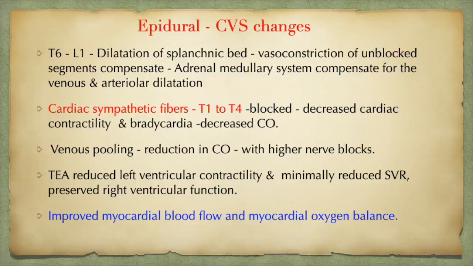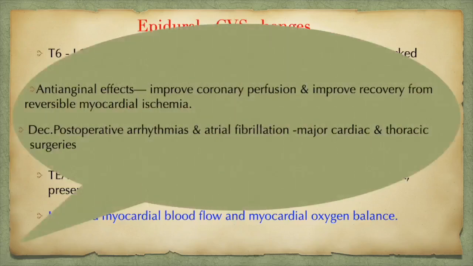Venous pooling, as you know, results in reduction in cardiac output with higher nerve blocks, and thoracic epidural anesthesia reduces the left ventricular contractility and minimally reduces the SVR, but it preserves the right ventricular function. There is improved myocardial blood flow and myocardial oxygen balance in epidural analgesia. The anti-anginal effects and decreased postoperative arrhythmias in major cardiothoracic surgeries are an advantage of epidural anesthesia.